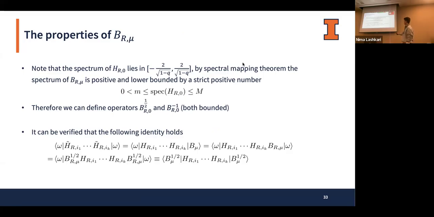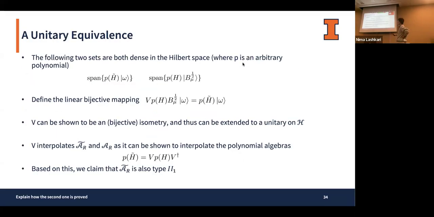More importantly, you can verify these relations. Note that here I can move the square root of B from the right to the left, because omega is the cyclic state for the algebra generated by the HRs, and as I said before, this B operator is actually also in that algebra, so it's also cyclic. And there is this state, the square root of B acting on the state. Now we can consider the span of this set and the span of this set, and I was able to show that both of these sets are dense in the Hilbert space.